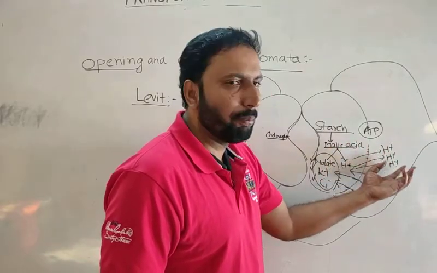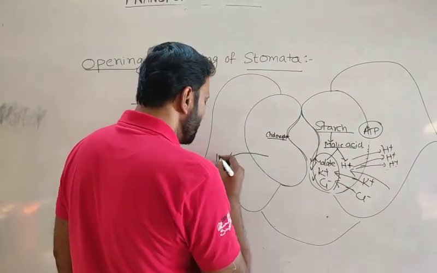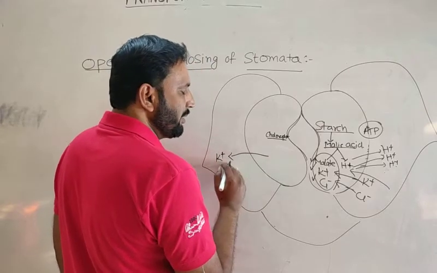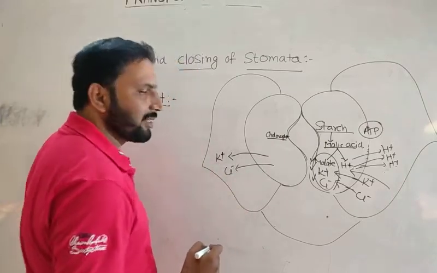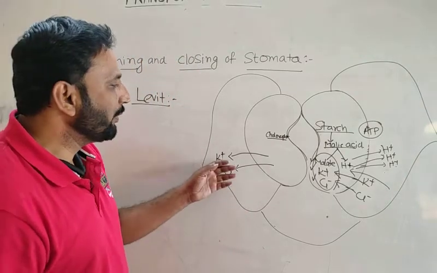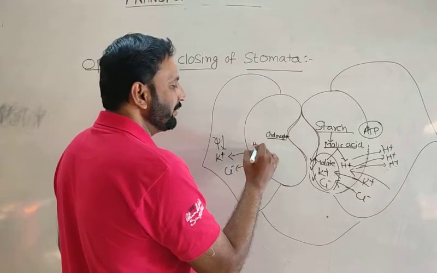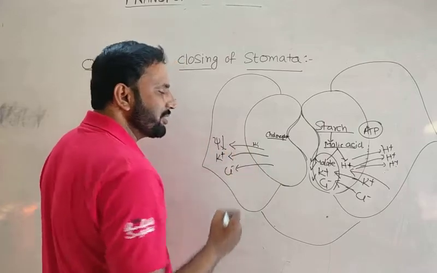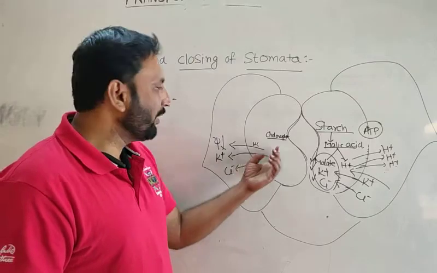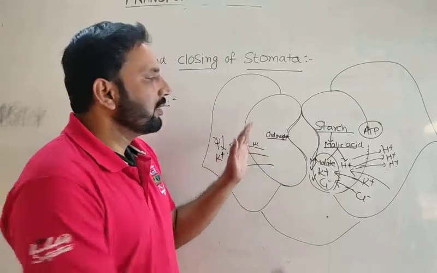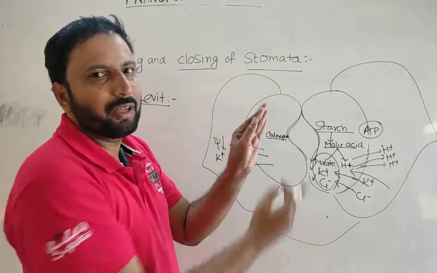If there is no proton pumping, potassium ions move from guard cells to subsidiary cells. Chloride ions are also moving from guard cells to subsidiary cells. So the water potential decreases in the subsidiary cells and here the water potential is high. Water moves from high water potential to low water potential, from guard cells to subsidiary cells. When the water moves out, the guard cells become closed. So it is helpful for closing of stomata.